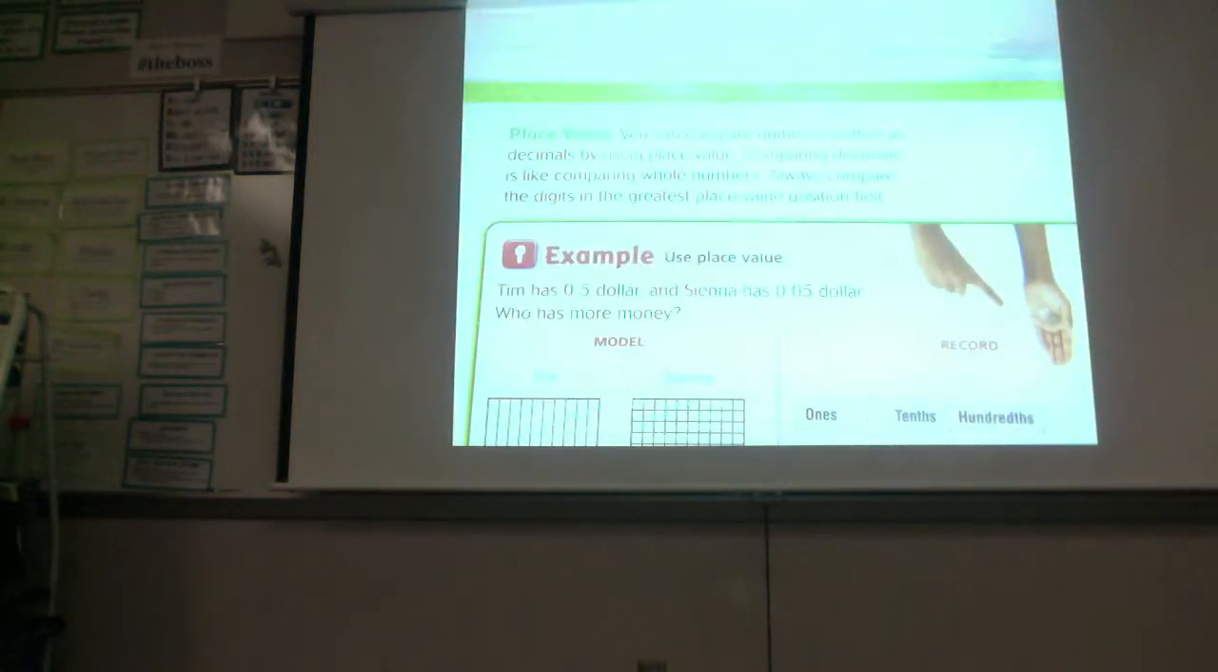You can compare numbers written as decimals by using place value. It's kind of what I was talking about on the last one. Comparing decimals is like comparing whole numbers. Always compare the digits in the greatest place value position first. So if Tim has 5 tenths of a dollar and Sienna has 5 hundredths of a dollar, who has more money? So we can do the model. I want you to model Tim's and model Sienna's. Go ahead and do it on your own.